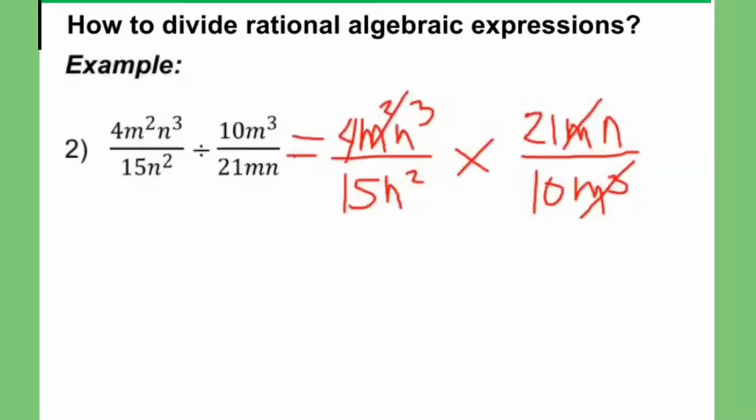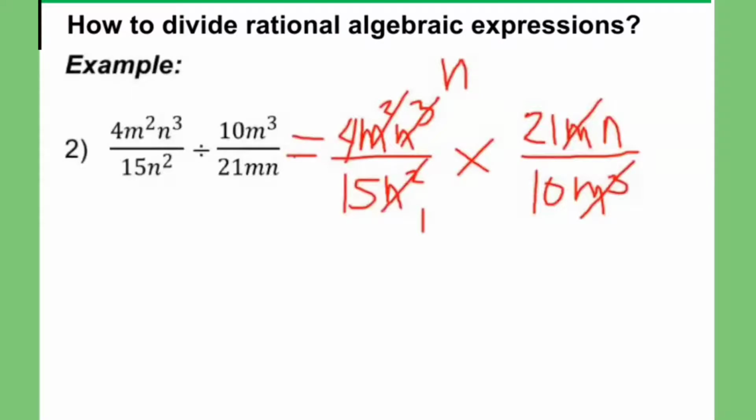Next, yung n cubed at saka yung n squared sa ating first rational expression, ang common factor nila ay n squared. So, canceling out n squared, yung matitira na lang sa numerator ay isang n. At sa denominator, meron tayong 1.